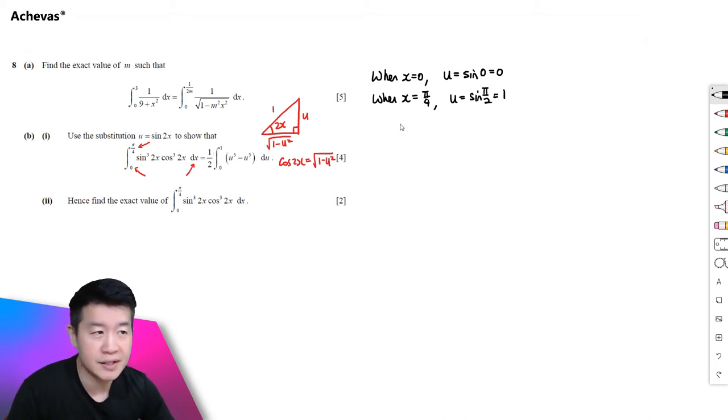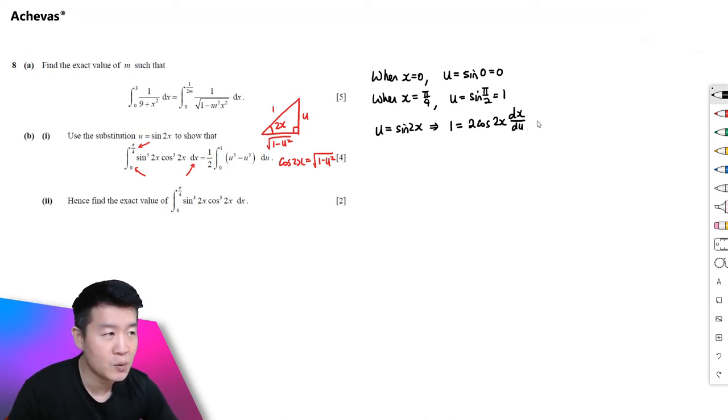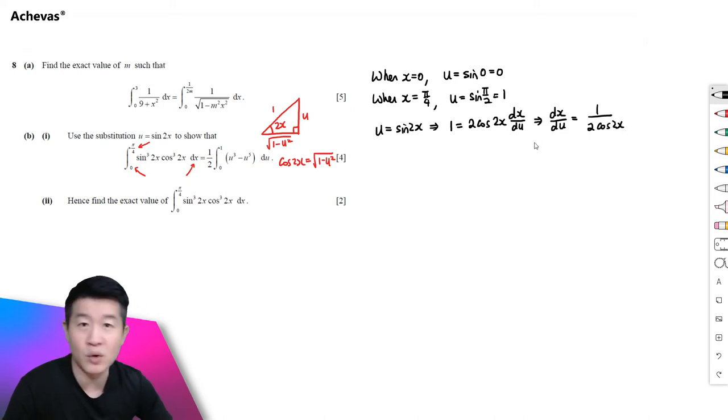As for dx, u is equal to sine 2x. I'm going to differentiate this with respect to x on the left and right hand side. On the left hand side, I get 1. On the right hand side, implicit differentiation gives 2 cosine 2x times dx du, which means that dx du is going to be equal to 1 over 2 cosine 2x.